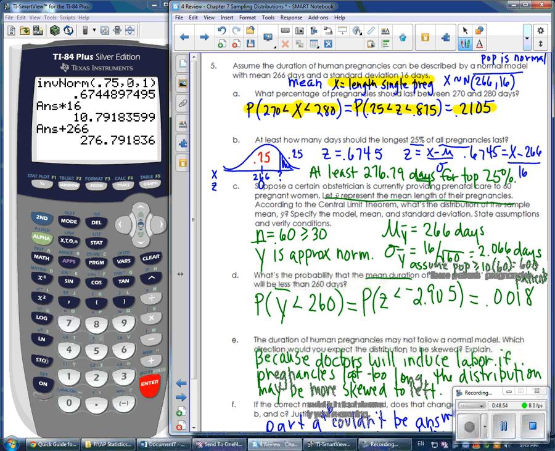In part B, you don't necessarily have to draw a picture, but I do like to see the picture. It kind of helps me understand your level of thinking. I need the z-score. And then obviously I need to see the value of x, and you need to make sure that you include units. And if it's asking for a range, make sure when you're answering the question that you give me a range. So you're not just telling me that it's exactly 276.79 days. We're talking about 276.79 days or longer to represent the top 25% of all pregnancies.